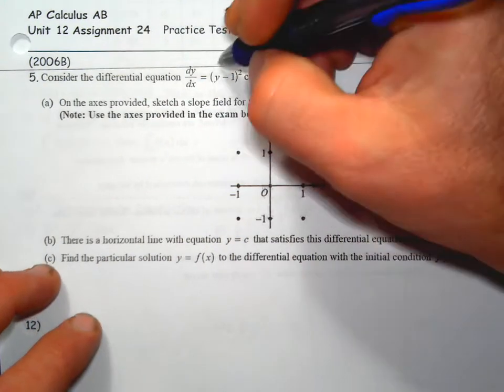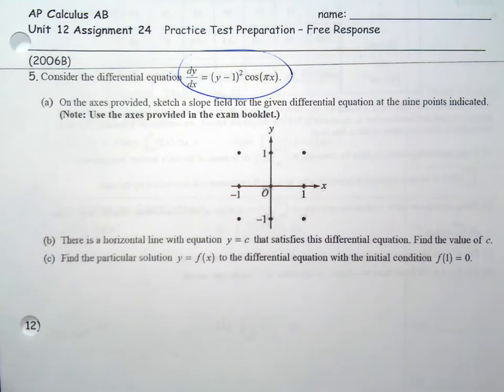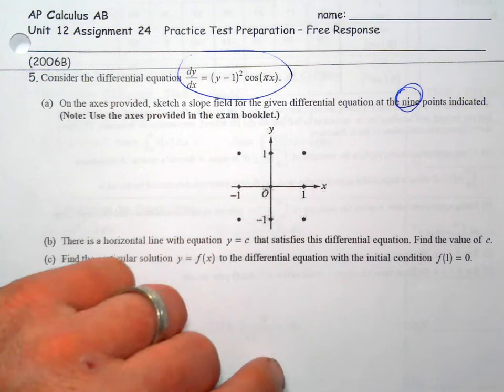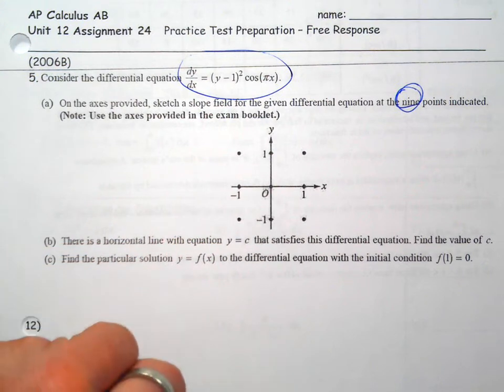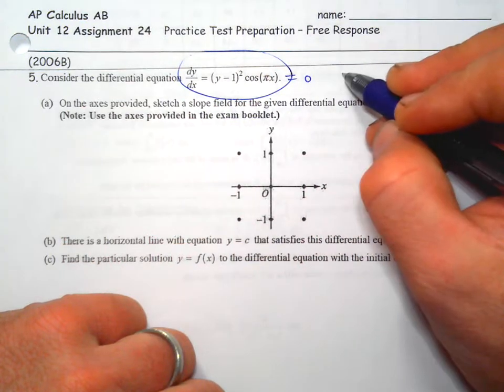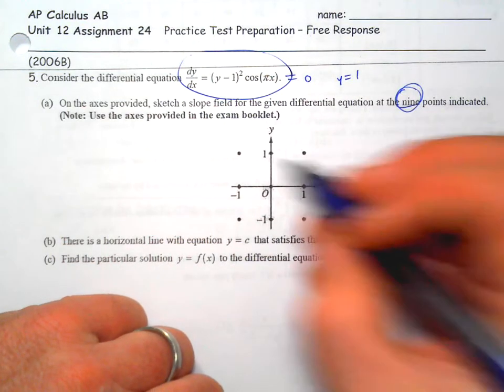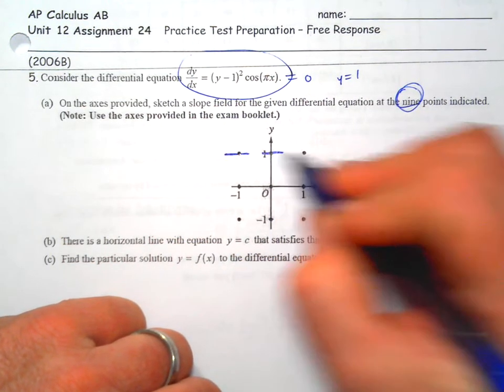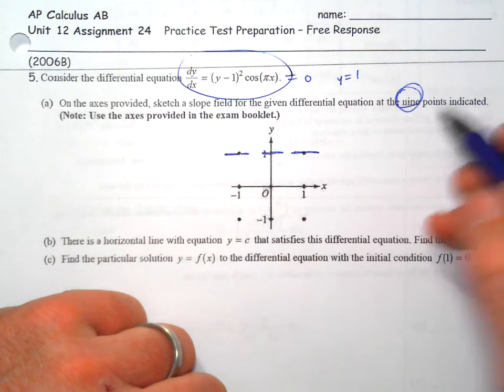Consider a differential equation. On the axis provided, sketch a slope field for the given differential equation at 9 points. They always tell you how many points, so make sure you don't have fewer than 9 or more than 9. So the first thing I like to do is say, well, where are the slopes 0? So that'd be y equals 1. So (0, 0, 0). So we just got 3 of the 9 points.